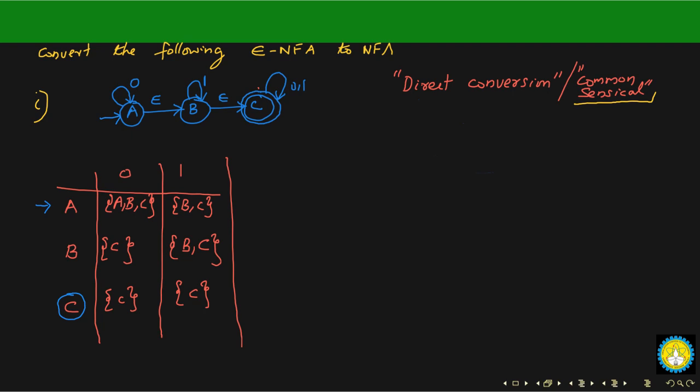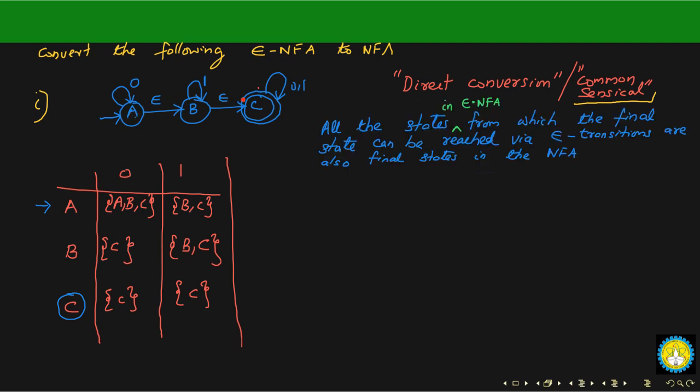So I'm going to define it like this. All the states from which you can reach the original final state, which is already defined in your epsilon NFA, just via epsilon transitions. From A, you can use an epsilon transition to reach C. Similarly, from B, an epsilon transition gets you to C. So you can reach C from A just by using epsilon transitions, and similarly from B.